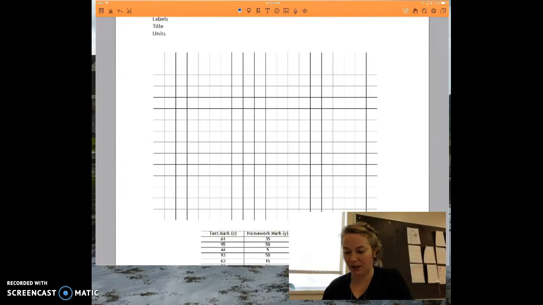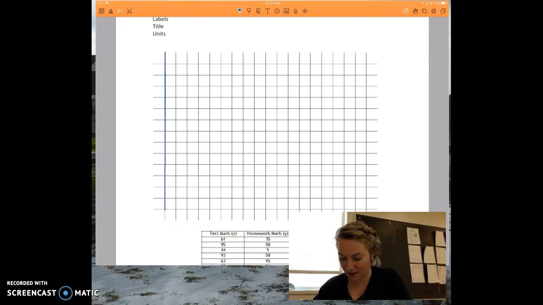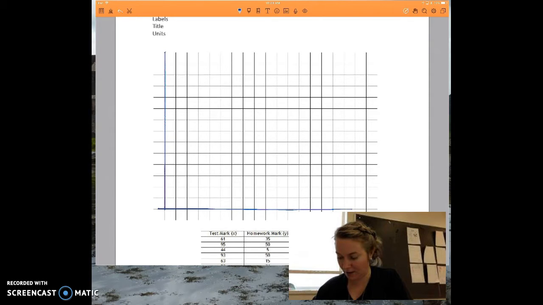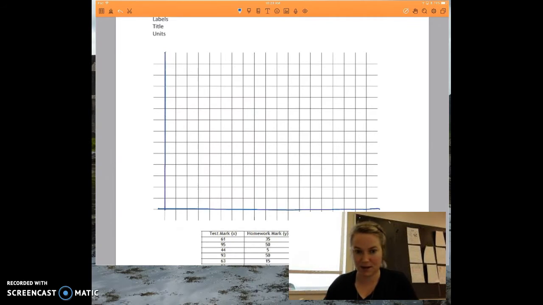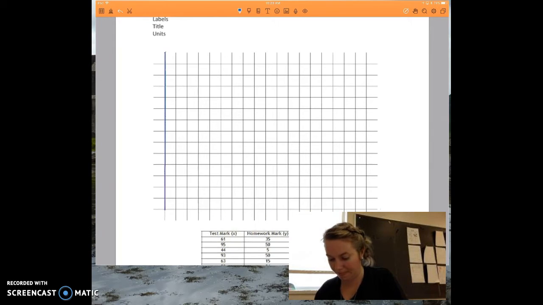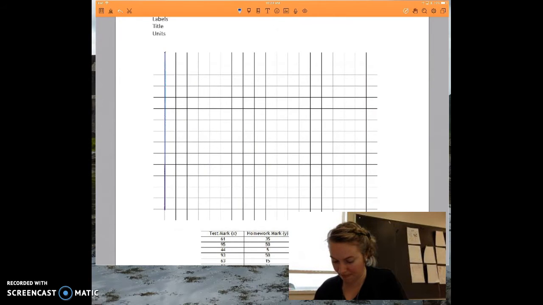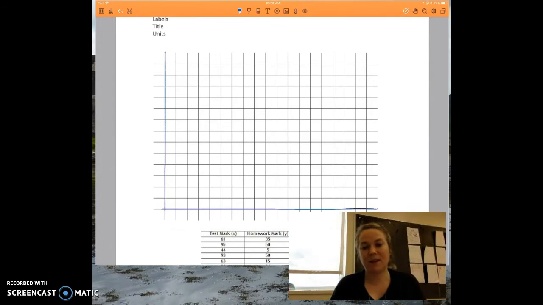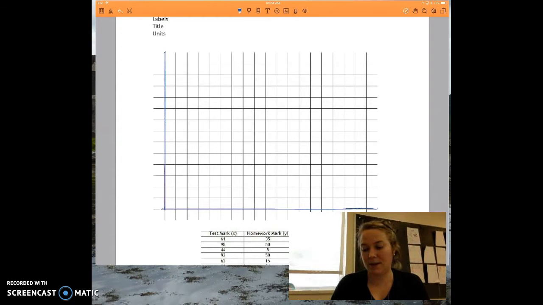So I'm going to put in my Y-axis and my X-axis. That's not as straight as I would like it. I'm actually going to do that one more time. Okay, that's pretty good. So now I have my Y and my X axis.